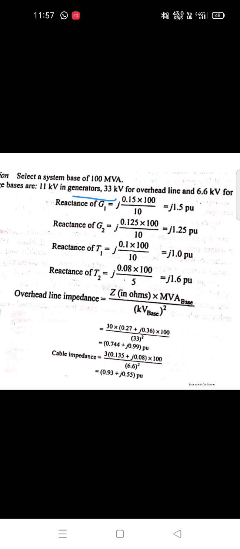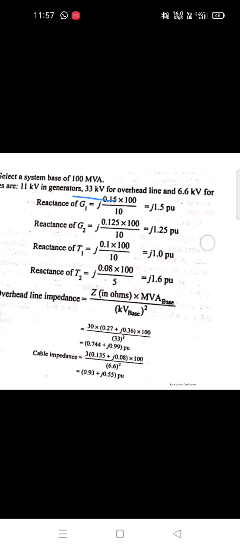Now for the overhead line impedance. To find the impedance, we have the formula: Z in ohms into MVA base divided by kV base squared. What we did for reactance was MVA base divided by actual MVA, but for the impedance we have to divide by the kV base squared. For the overhead line the base is 33 kV and for the cable it is 6.6 kV.